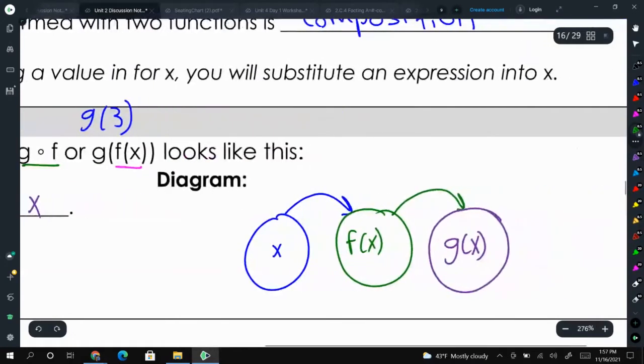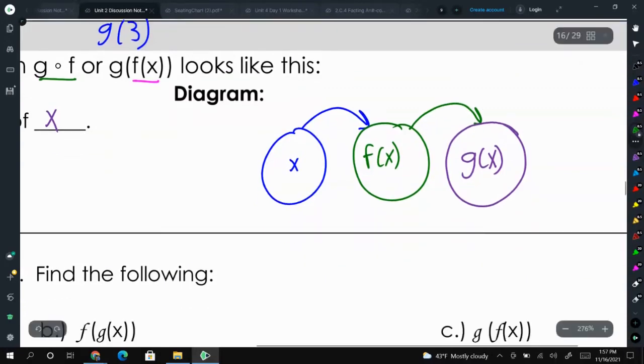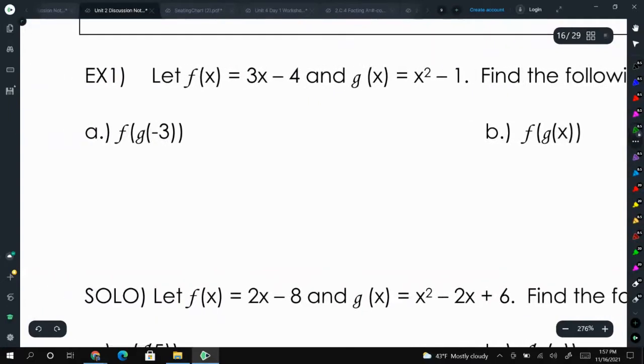In a mapping diagram, this is what it would look like. You would plug in x for f of x, and then that result you would then plug into g of x. So if we look at some examples down here, you will see what I mean by that. So this one, f of g of negative 3. We're going to start on the inside and find out what g of negative 3 is, and then plug that in for f of x.